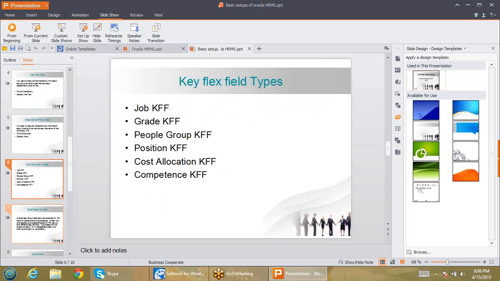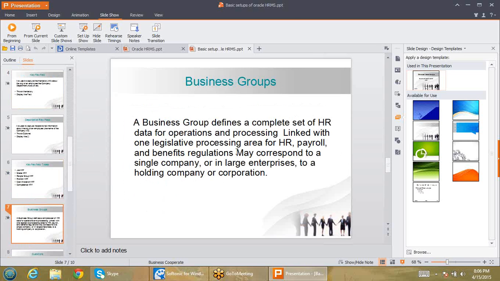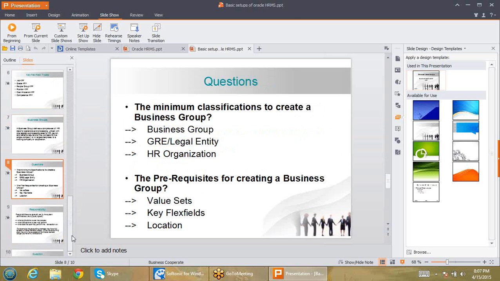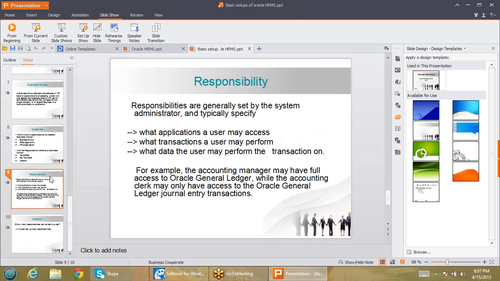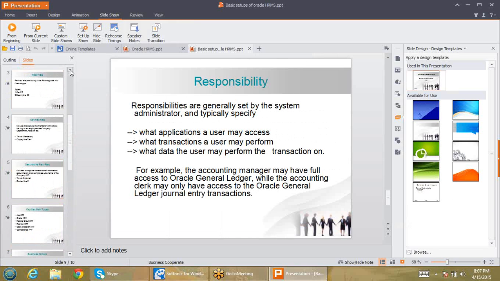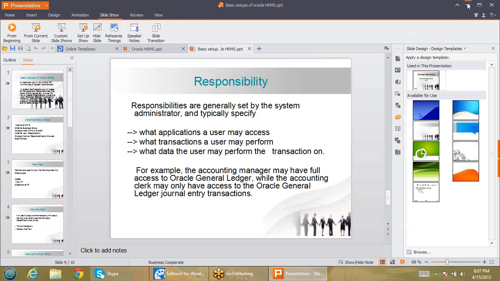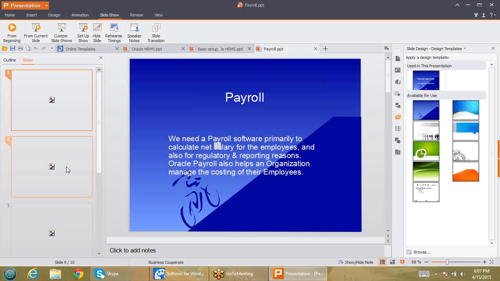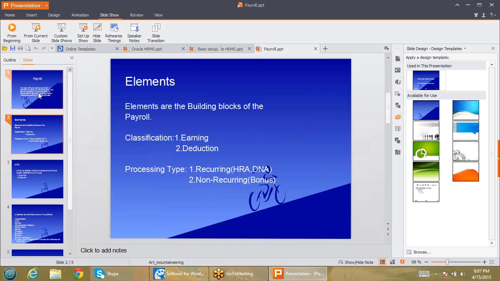This is the definition for business group. Benefits regulation. I'm just giving you the rough idea.